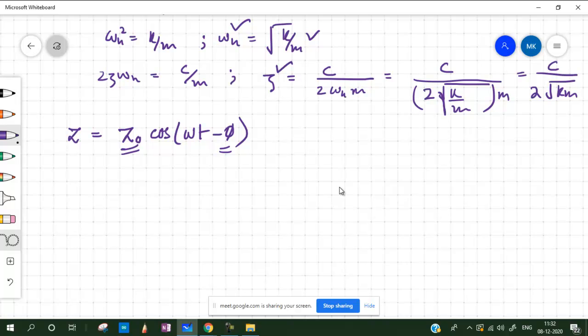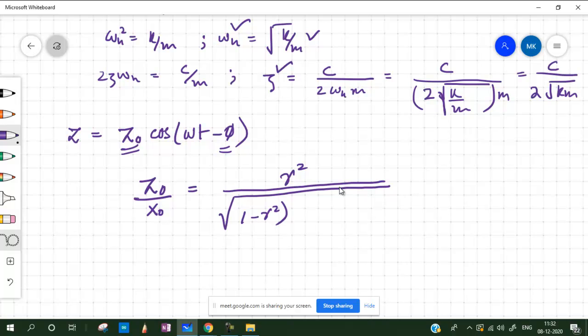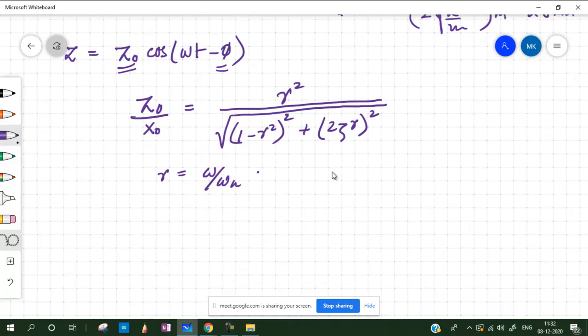But the typical expression that we use for the ratio of output to input is something like this: r square by under root of 1 minus r square whole square plus 2 zeta r square, where r is nothing but the ratio of the frequency of the forcing function and the natural frequency of the system. This is also called the frequency ratio.